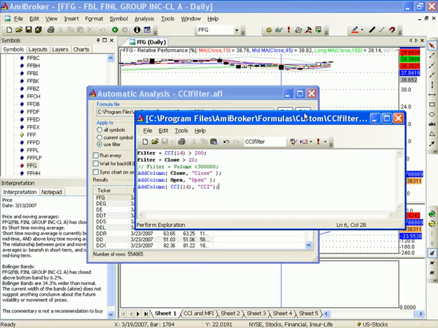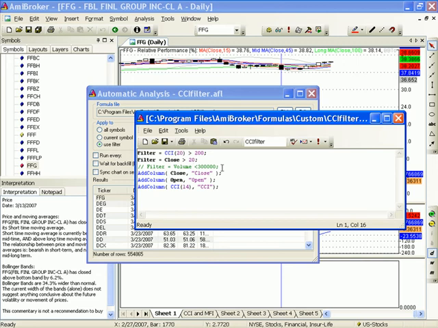Let me show you that filter. There it is. It's a filter for the CCI, the 14. I should probably change this to the 20 because I'm going for longer term data. Filter, close. If the stock or the equity is closed over 20, then I want it.